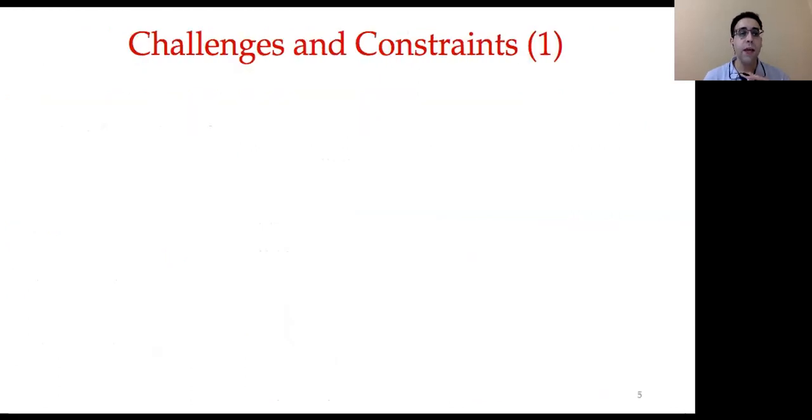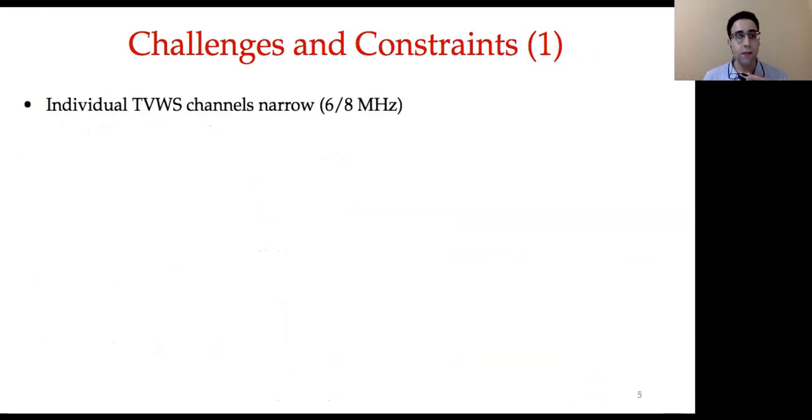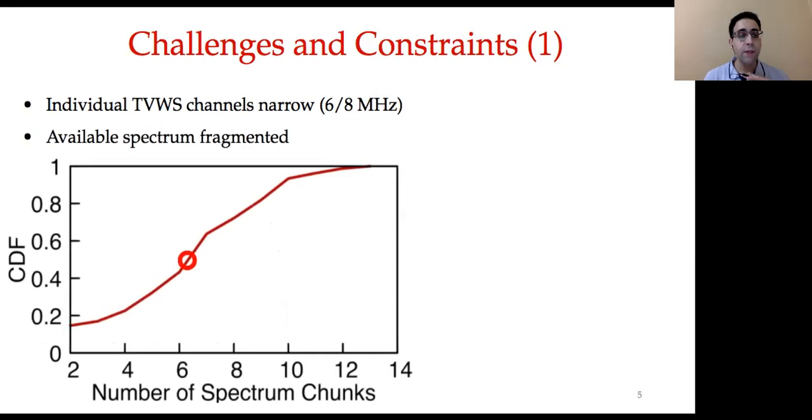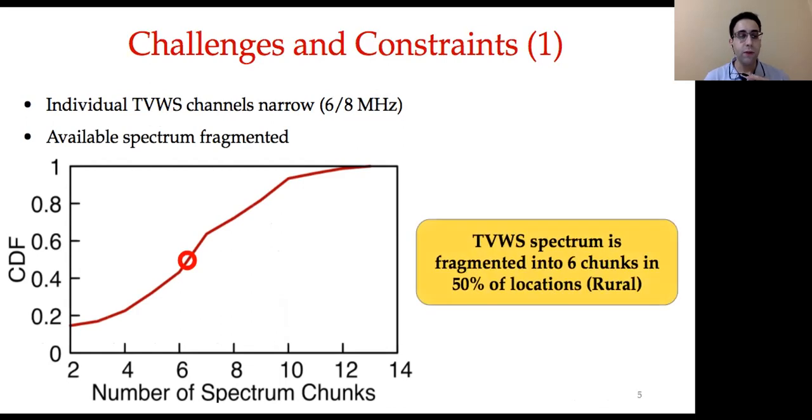When building such a system, we had different challenges that we had to address. The first of these is that TV white space channels are narrow. It can be either 6 or 8 megahertz depending on the regulation. What is the implication of that? It's very simple. A narrow channel means limited capacity. Another challenge is that, unlike Wi-Fi, TV white space channels exist in a non-contiguous manner. So having one contiguous channel with a size of 160 megahertz is unlikely to exist in the TV white space spectrum. We confirmed that by using real-world TV white space spectrum availability data that we collected from a commercial geolocation database for all rural regions in Scotland. And we found that in 50% of these rural regions, the TV white space spectrum is fragmented into 6 chunks.